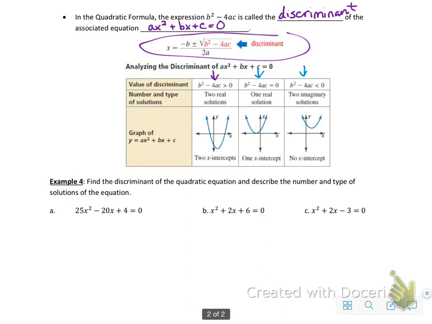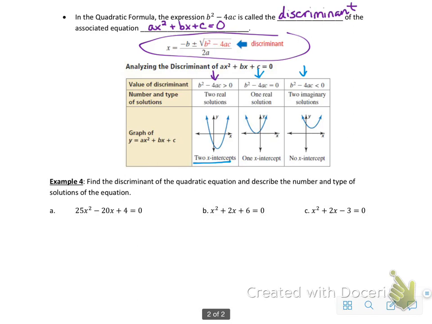Now these are what the graphs look like. For two real solutions, it crosses twice. For one real solution, it touches and comes back up. And for no real solutions, the imaginary solutions, it never touches the x-axis because there's not an actual solution. There's not a real solution. It's imaginary.